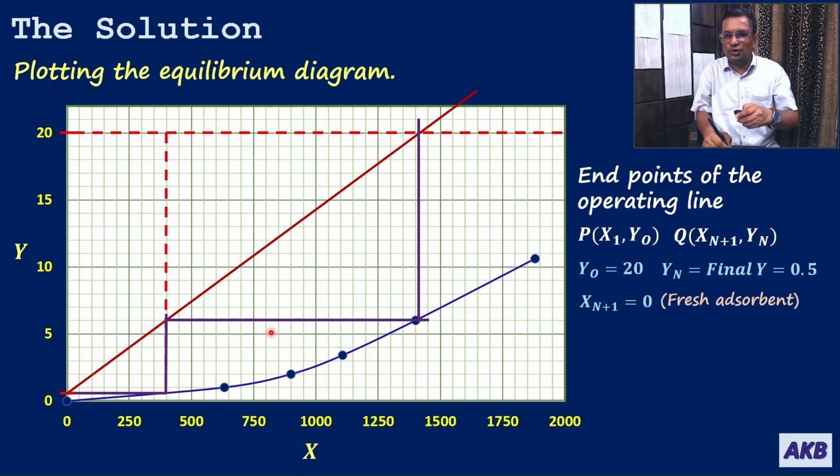So I hope you have understood the trial and error approach we need to use for fixing the operating line. Now we have obtained the correct operating line. Now let us find out the slope, and from the slope of the operating line, we will find out the quantity of adsorbent that will be required in the operation.